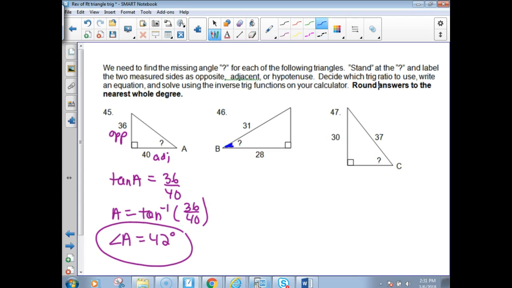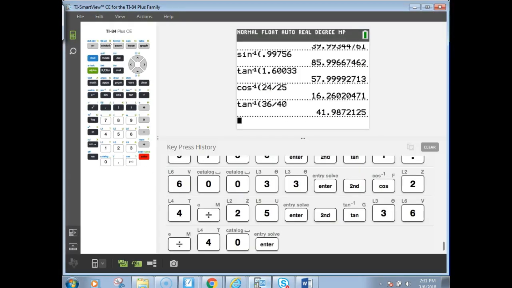Okay, if I want to find angle B here, then I need to look at what I've got. I've got the hypotenuse, so I'm going to use sine or cosine. And then I notice that the leg right next to angle B is the adjacent leg, so that's going to be cosine. So the cosine of angle B is equal to 28/31. So you hit second cosine, 28 divided by 31.